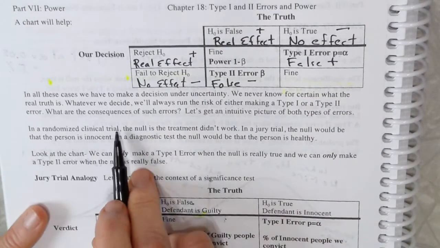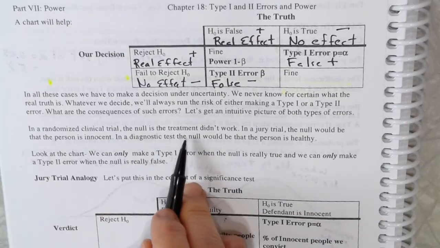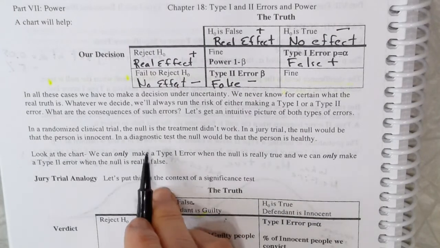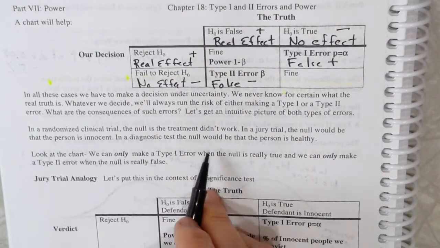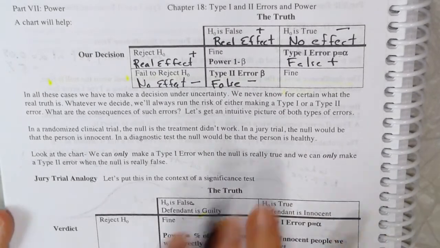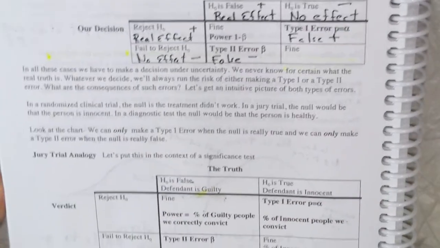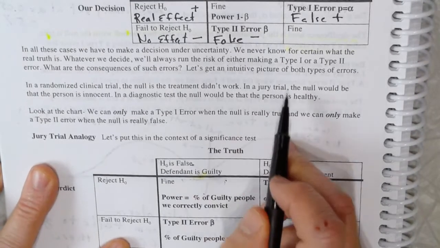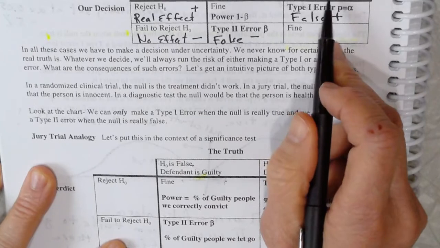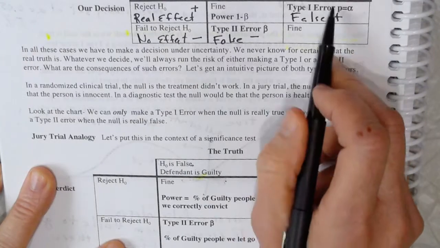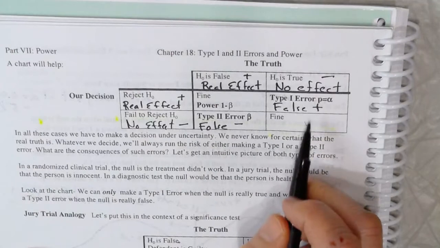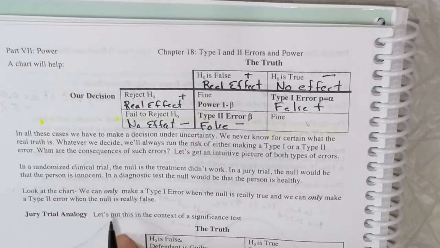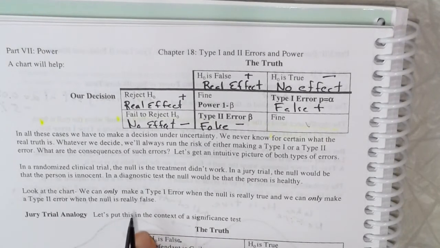So in a clinical trial, the null would be the treatment didn't work. In a jury trial, the null would be that nothing's going on, it's just an innocent person. And in a diagnostic test, the null would be that the person's healthy, that there's no disease. And so the idea is that if you're looking at this chart here, you can only make this type 1 error when the null is true. That's the only time you can make this type 1 error. We can only make the type 2 error when the alternative is true, when the null is really false.